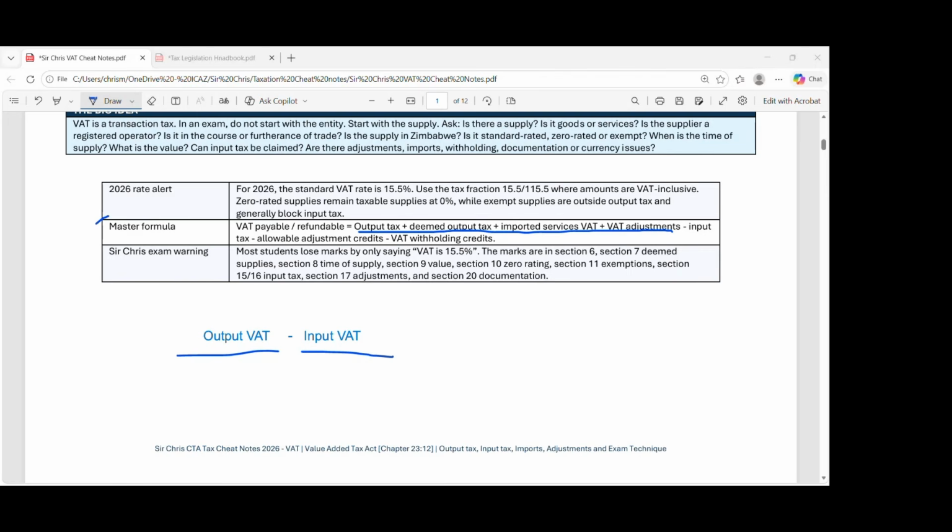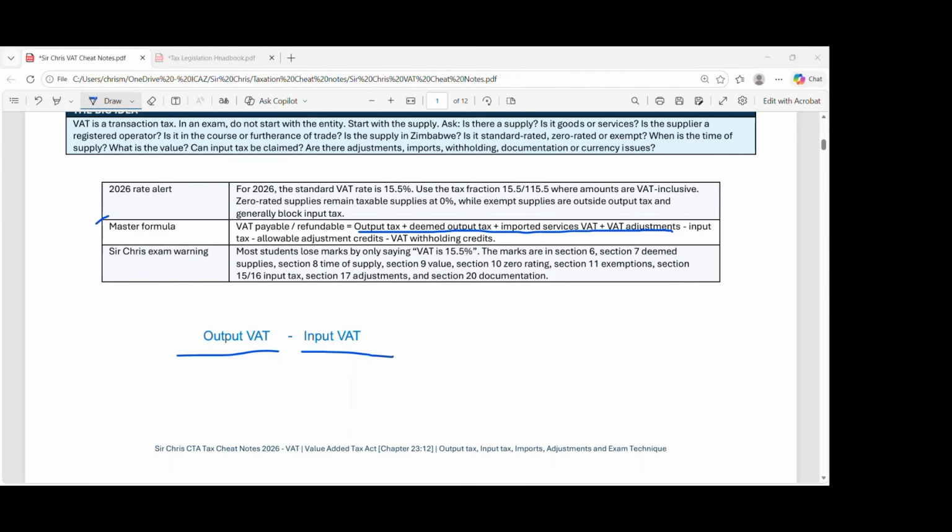When does the liability arise? Either it is imported goods, imported services, a supply of goods or services, or goods sold through an auctioneer, or it is deemed in terms of section 7, or it's an output tax adjustment in terms of section 17. That's when a liability arises. The next thing to examine is at what rate: why are you saying it is standard rated, zero rated, or exempt? Then the time of supply, which is section 8. Then the value of supply, which is the consideration less VAT in terms of section 9.